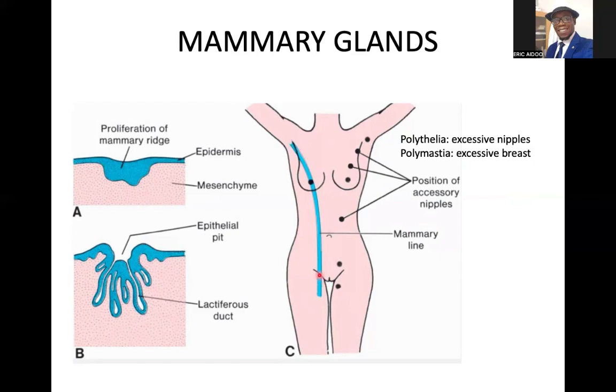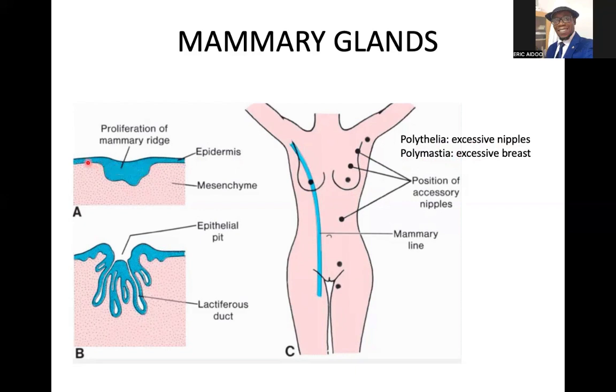And then you have them having the propensity or capacity to develop into breast along the whole line. So when you look at other animals like dogs, you see that they have a lot of breast lined up. Okay, so for humans, we don't need that many breasts, so most of them will degenerate. Occasionally, you have some accessory nipples still remaining. So you have polythelia, which is excessive nipples, polymastia, excessive breast.